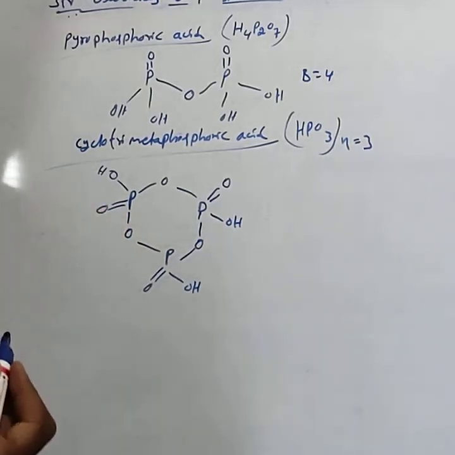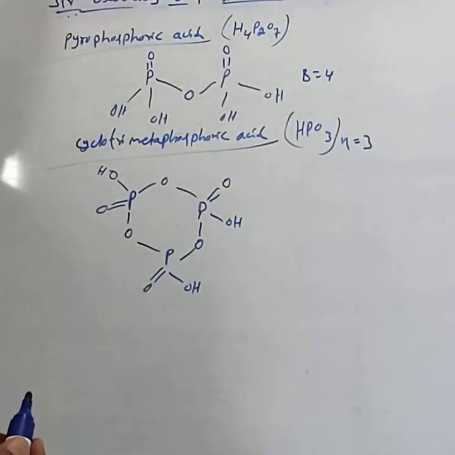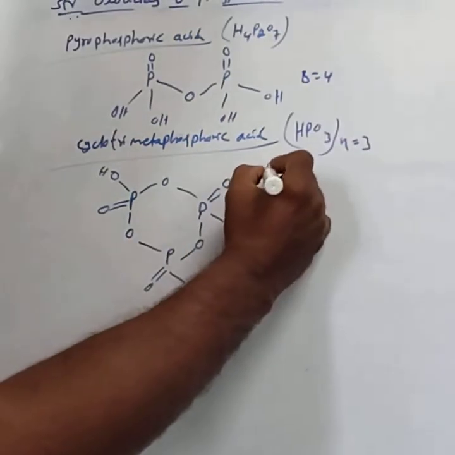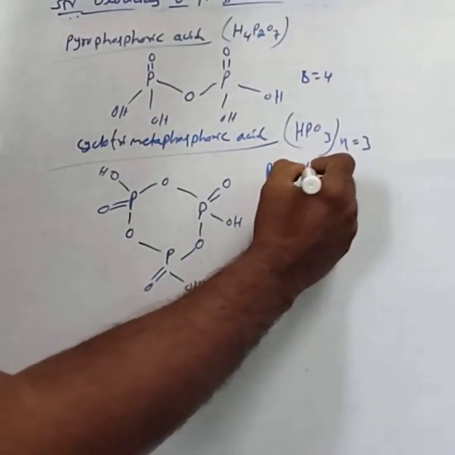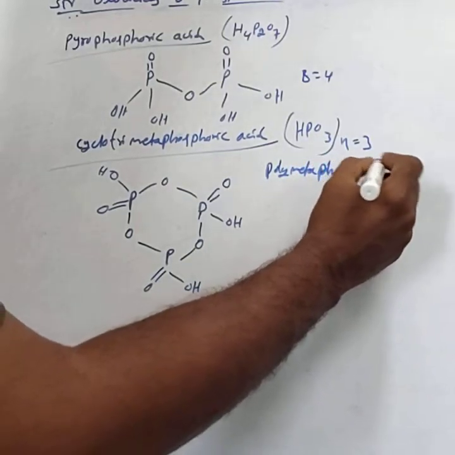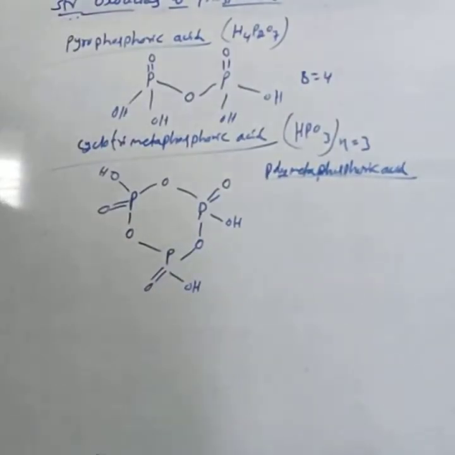One PO and one POH bond. This is cyclotrimetaphosphoric acid. Then one more is polymetaphosphoric acid. Polymetaphosphoric acid, that is of HPO3 n.